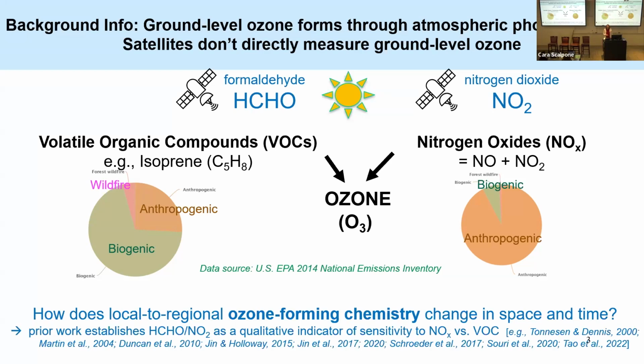Okay, so for some of you who have been to prior HAQAST meetings, you've probably seen me or heard others in HAQAST talking about the role that formaldehyde and NO2 and this ratio between them can play for telling us about the sensitivity of local to regional ozone formation to VOCs or NOx. So we're kind of building on that work here, but tackling some new questions that are going to be challenging, but we're excited to see what we can learn.